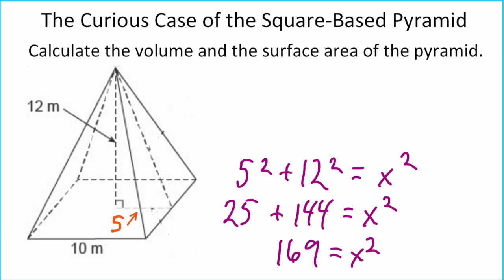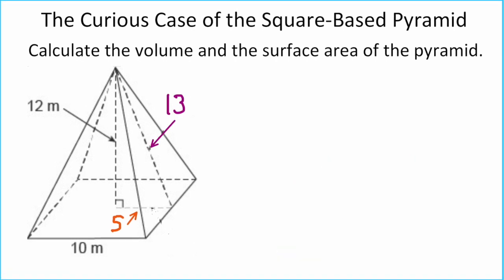And the square root of 169 is 13, which I'm going to go ahead and label our diagram with, and then I'll erase so we've got more space to deal with. All right, we now have everything we need for both volume and surface area.